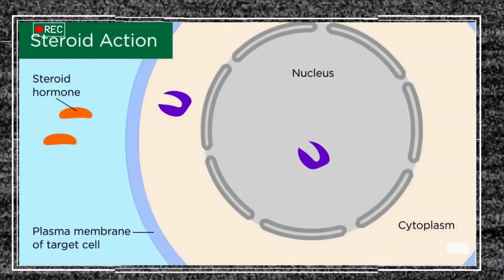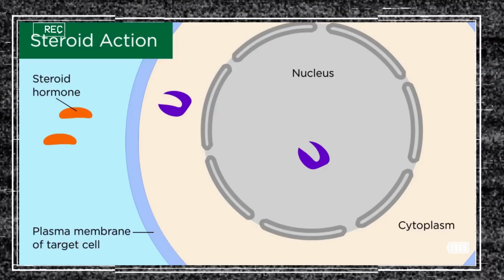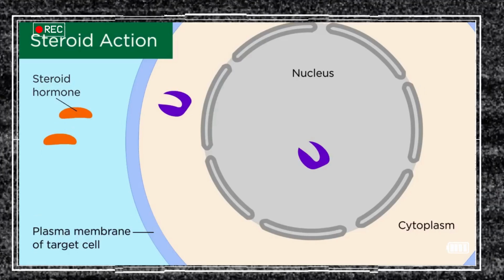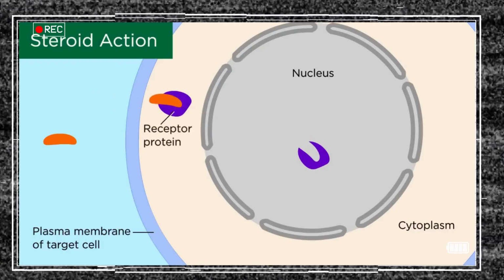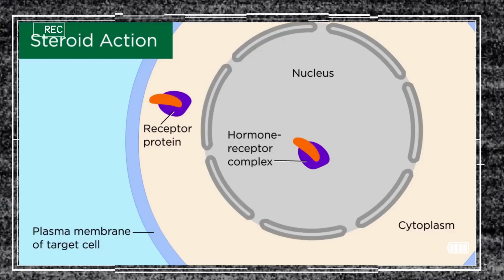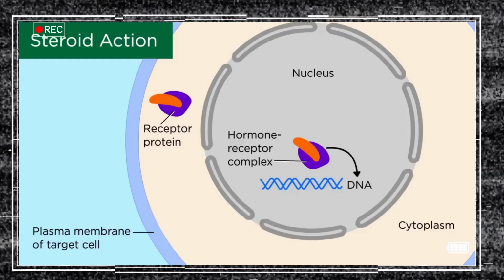The second mechanism is the steroid action. Because lipid derivative or steroid hormones are lipophilic, they can freely move through the membrane and into the cell. From there, they can either bind to a receptor within the cell, or they can move freely into the nucleus, where the hormone or hormone complex causes a change in gene activity.